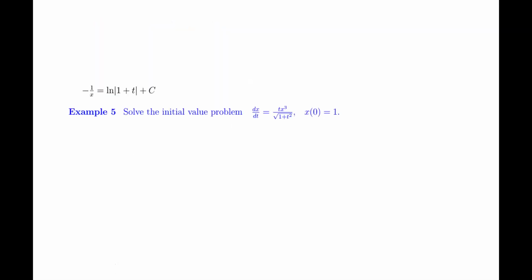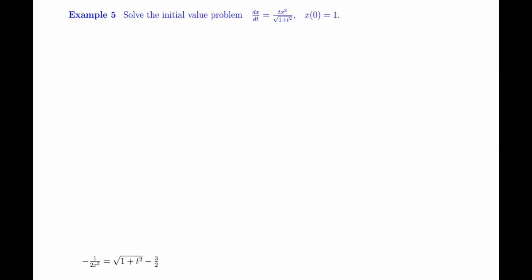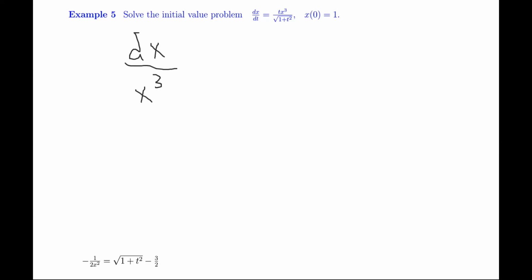And that is the initial value problem. Again, we want to start with separating our variables. So we get dx over x cubed is equal to t dt over root 1 plus t squared, right? We multiply the dt on both sides here. All right. Then we take the integral of both sides.